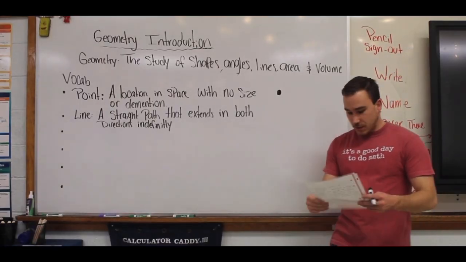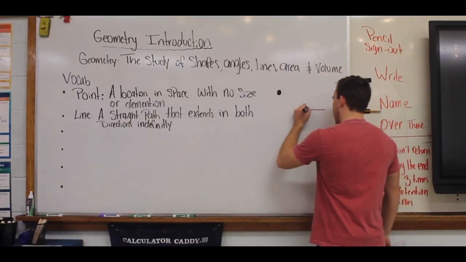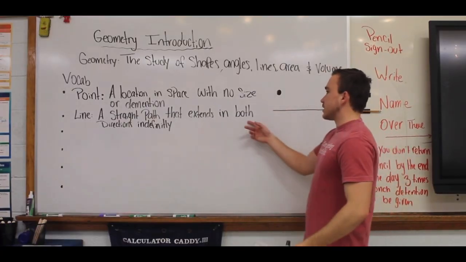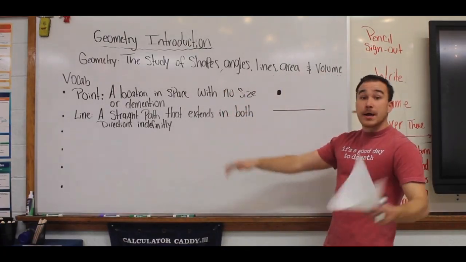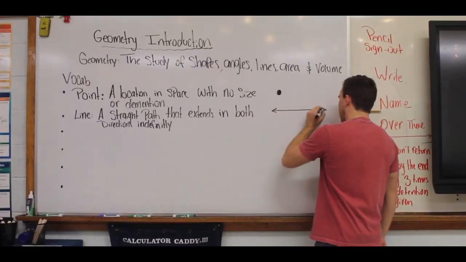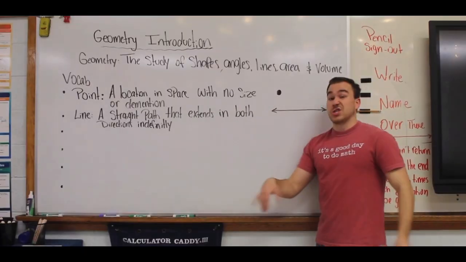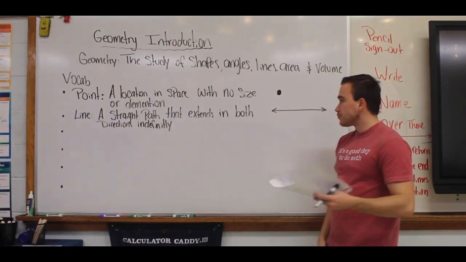Alright, so a straight path that extends in both directions indefinitely, or infinitely. And that looks like this. So we have a line, and we know that this goes on forever. The way to show that is that we put arrows on the end of the straight line, and that just signifies that it goes into both directions forever.